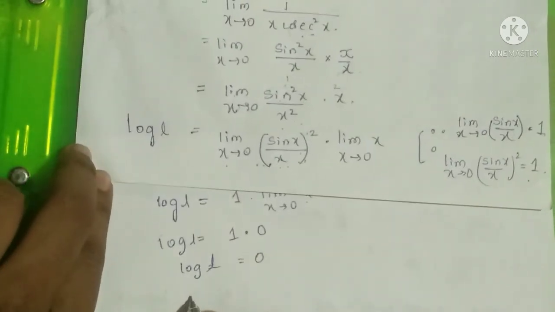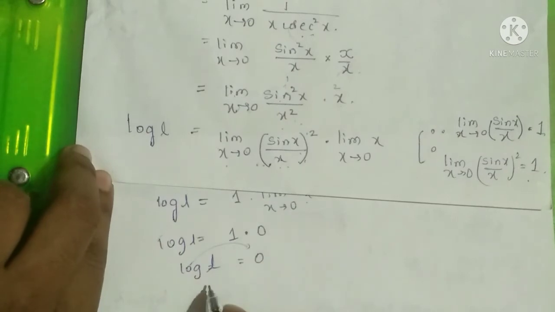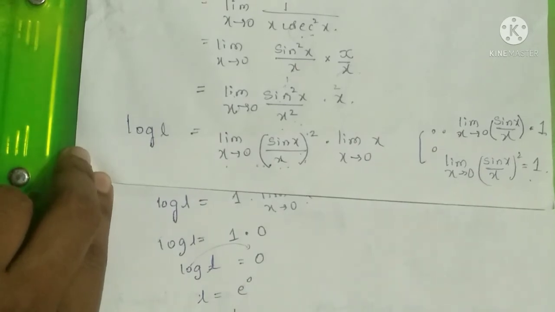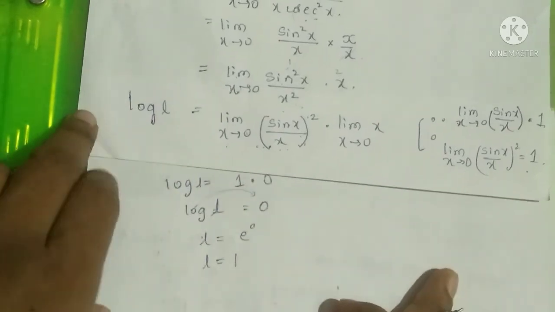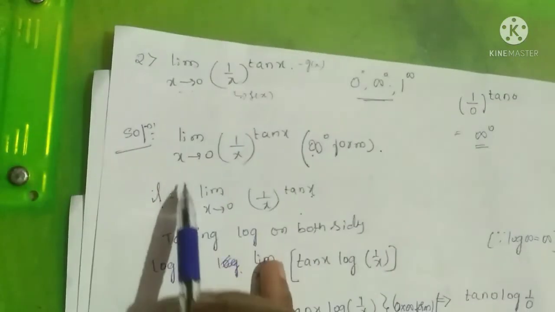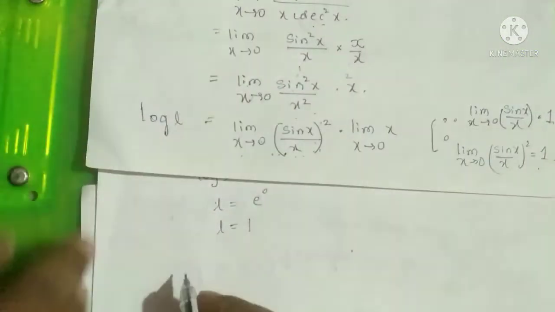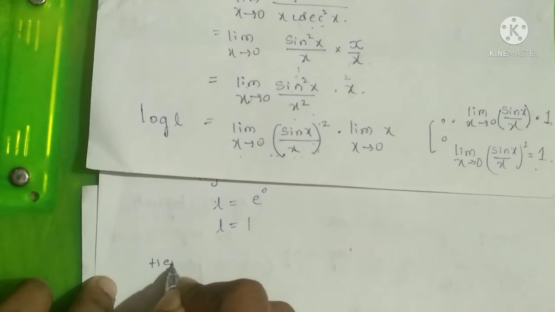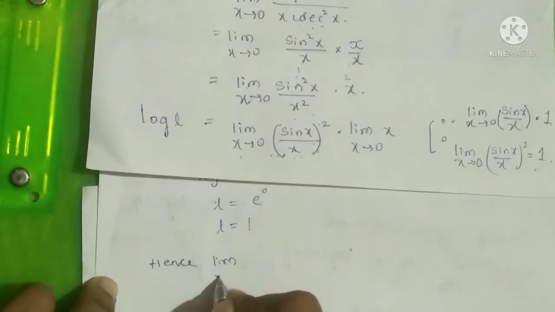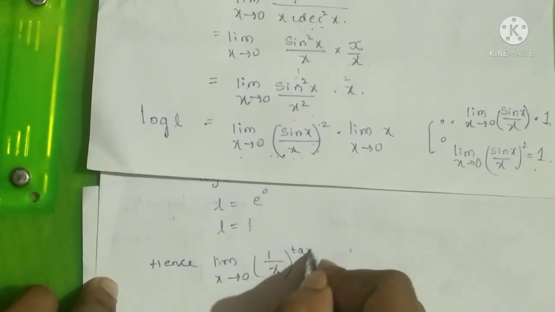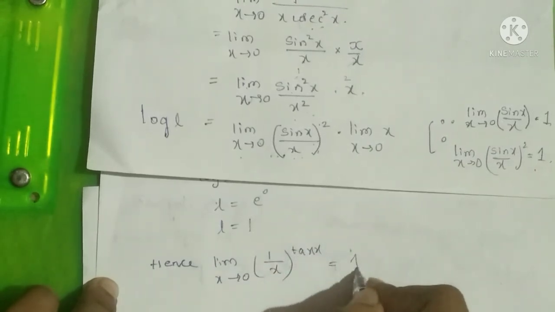So when you shift the log to the RHS from LHS, it becomes exponential. So L equals e to the power of 0. So L equals 1. So what is the value? L equals 1. What have we taken L as? L equals limit x tends to 0, (1 by x) to the power of tan x. So substitute the value of L here. So hence limit x tends to 0, (1 by x) whole to the power of tan x, value is 1.